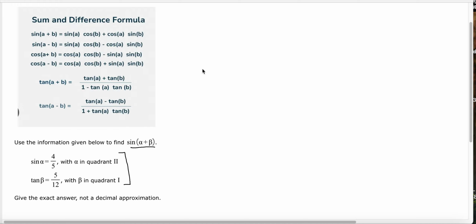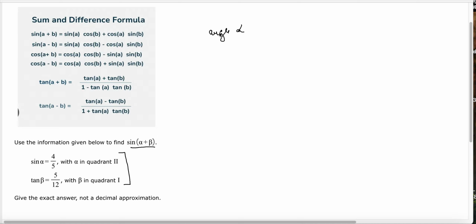And so what we're going to do is, since 4 over 5 and 5 over 12 aren't ratios of special angles, it's not square root of 3 over 2 or square root of 2 over 2, where we know the exact angle that would give us those values, we build a triangle for each angle. So let's start with angle alpha.